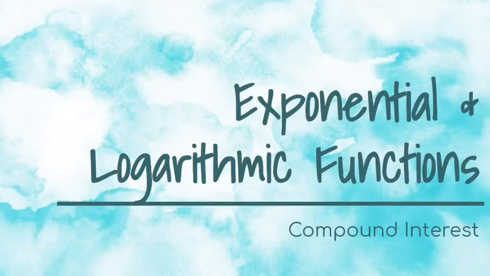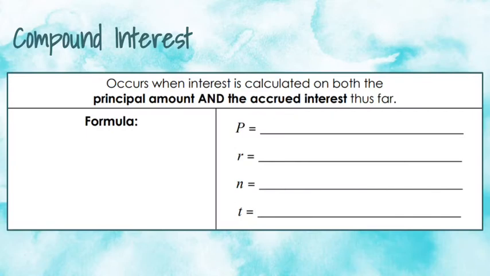Today's video is going to discuss compound interest. Compound interest occurs when interest is calculated on both the principal amount and the accrued interest thus far.